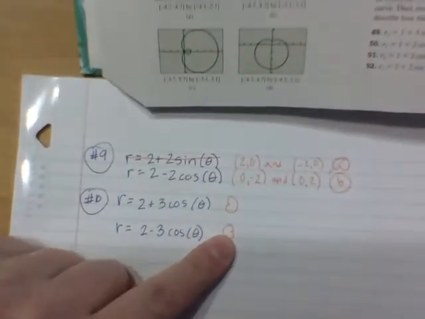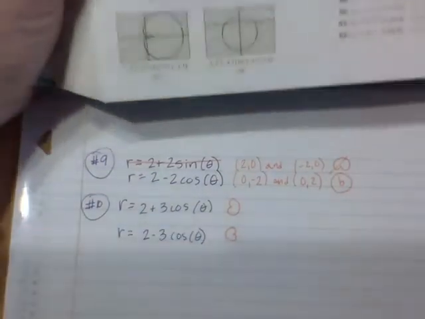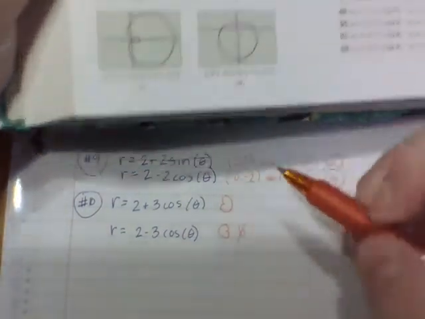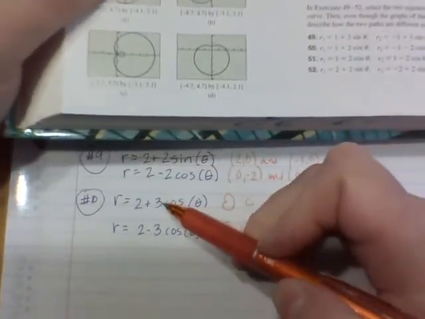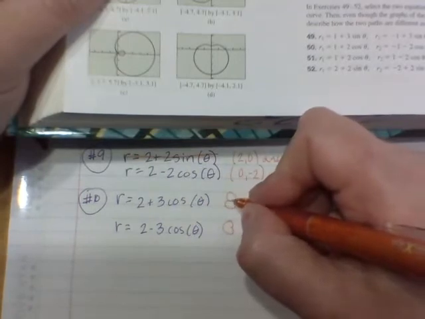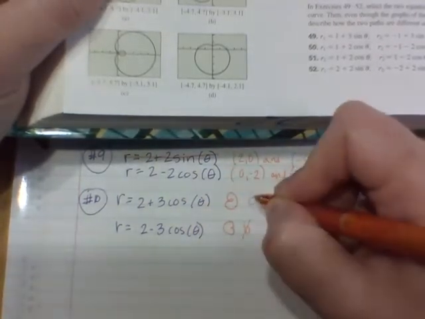But remember that we just said that b was actually 2 minus 2 cosine. So it can't be b for this one. It actually has to be this one, c. And remember that this number here being larger meant that it did actually have this kind of inner loop there. And so that's why C was our option. So number 10 is C.